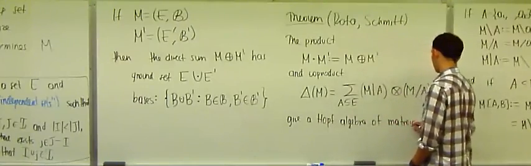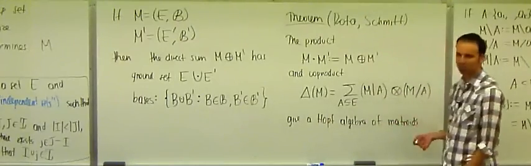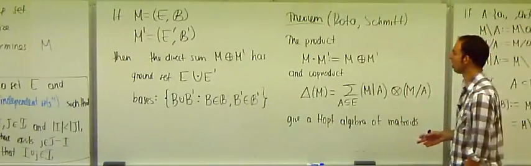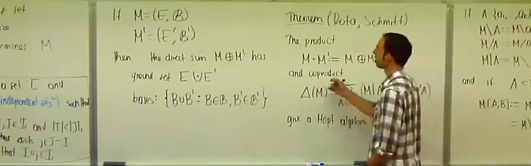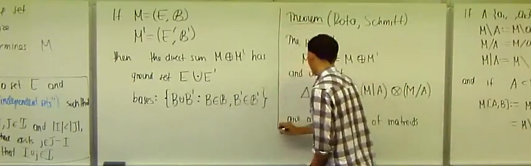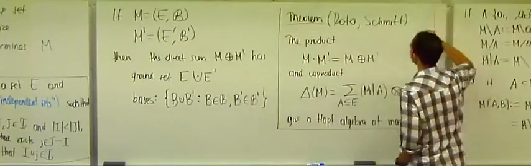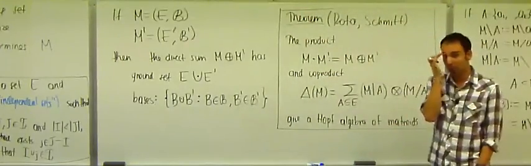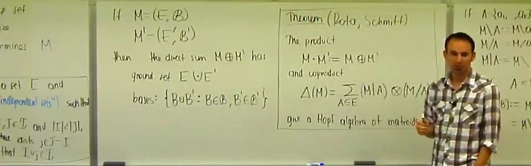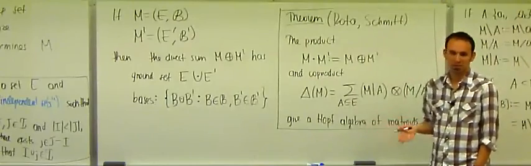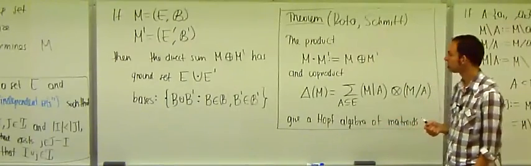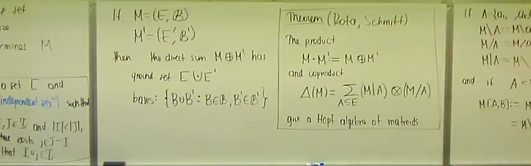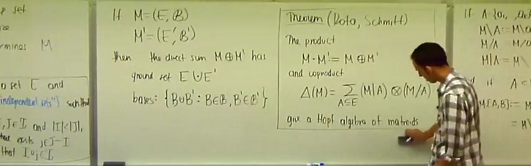And I should say that, to make this fully precise, I need to say more things. I need to say what the unit is. I need to say what the co-unit is, etc. But you've seen this enough times that I think I'll spare you the details, and you will know how to fill them. And if you're not sure how to fill them, then look at what they were for graphs, and then do the same thing here. Okay. So we have a Hopf algebra of matroids.